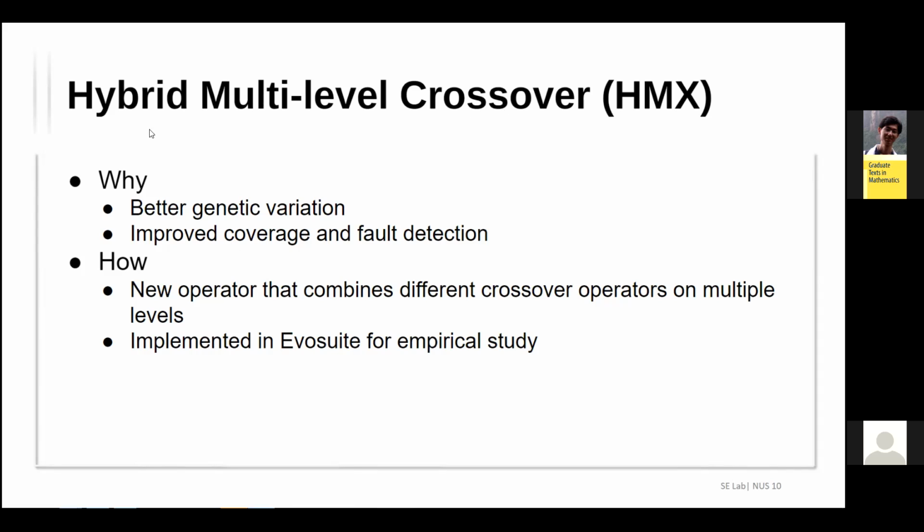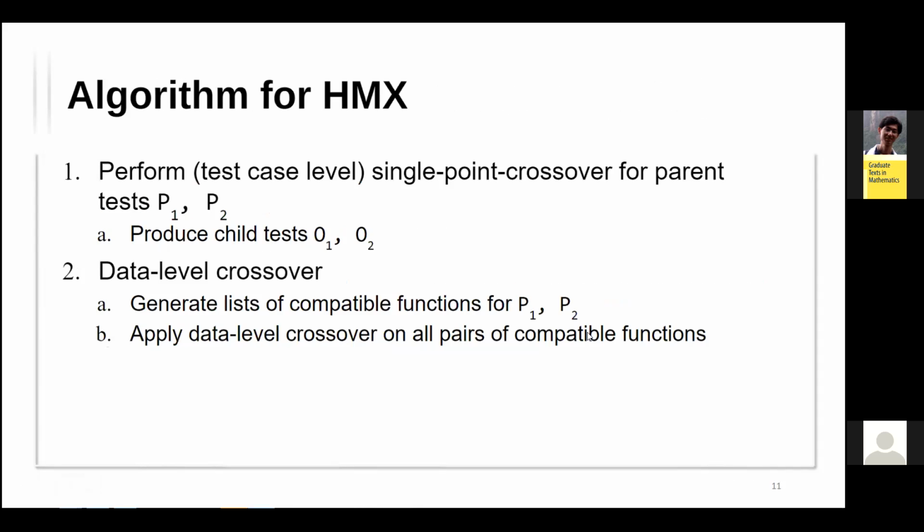So how do they do this? This new operator combines different crossover operators on multiple levels. Exactly what levels, I'll explain later on as well. It is implemented in EvoSuite for the empirical study. The overall algorithm for this hybrid multi-level crossover is that we perform the initial single point crossover on two parent tests, produce the child test, and then we do the data level crossover, which is the crossover on the test data that we mentioned before.